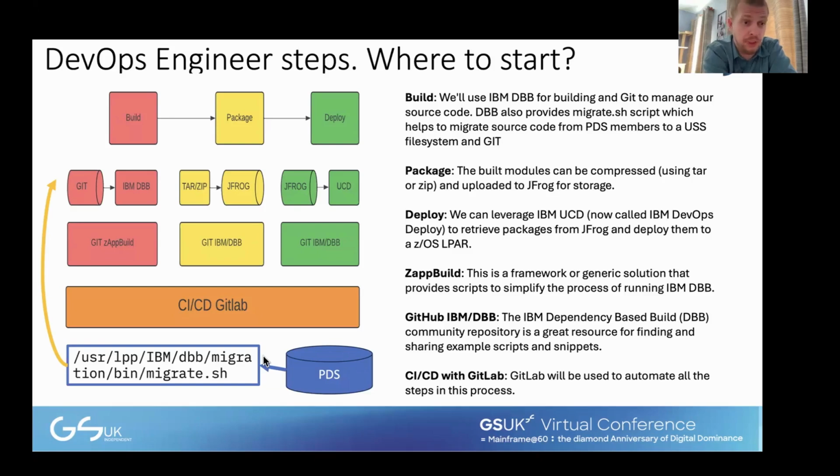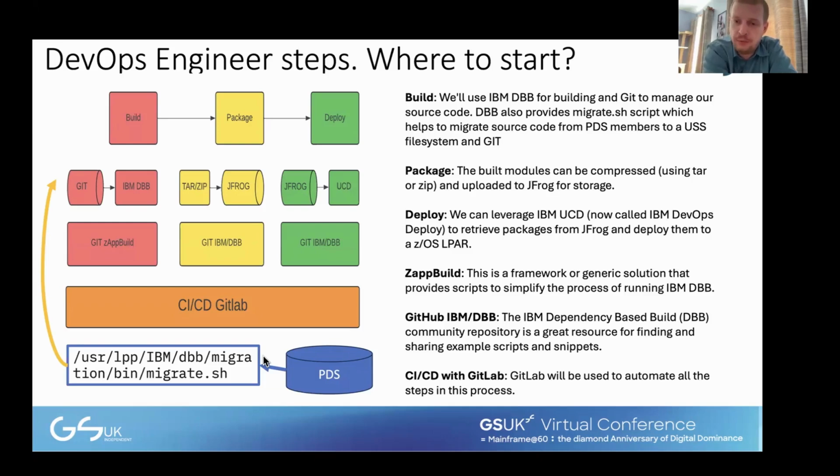First, the build stage. That's the red one on the left side. We use something called IBM Dependency Based Build, or in short, DBB, and we keep our source code in Git. Next, in this stage we also rely on something called zAppBuild. It's an open source project that provides scripts that simplify running DBB across different projects.